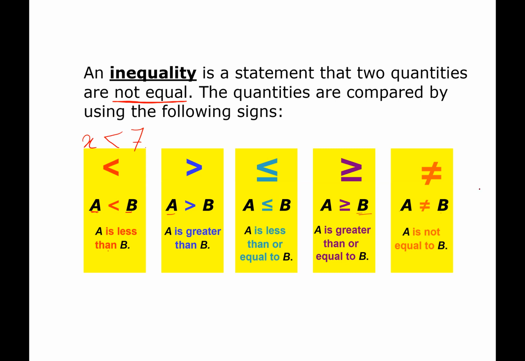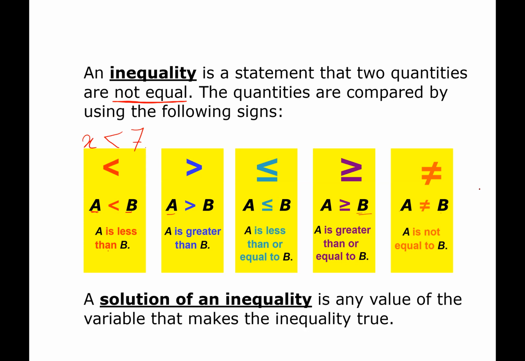So as I said, if I have the example x is less than 7, this means that all the numbers less than 7 are included in the range. This is called the solution of an inequality. The solution of an inequality is any value of the variable, in this case x, that makes the inequality true. So the values that make the inequality true would be 6, 5, 4, 3, -2, -7, -25, any number as we go in the negative direction.